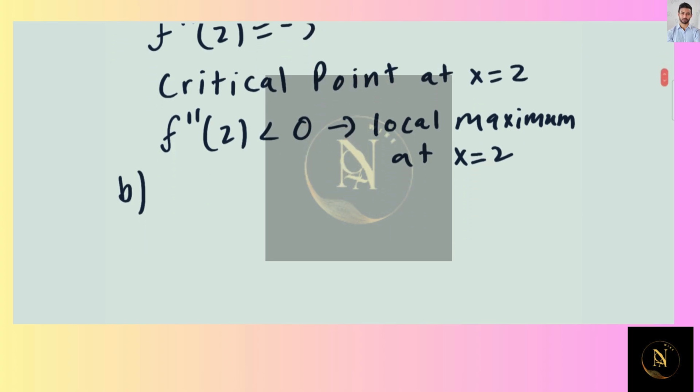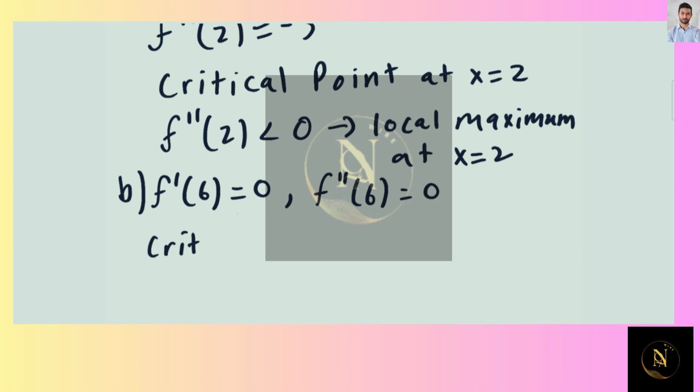And now for part B, we're told that f prime of 6 is equal to 0, and f double prime of 6 is also equal to 0. So we know that there is a critical point, since our derivative is equal to 0, at this point x is equal to 6. So critical point at x is equal to 6.